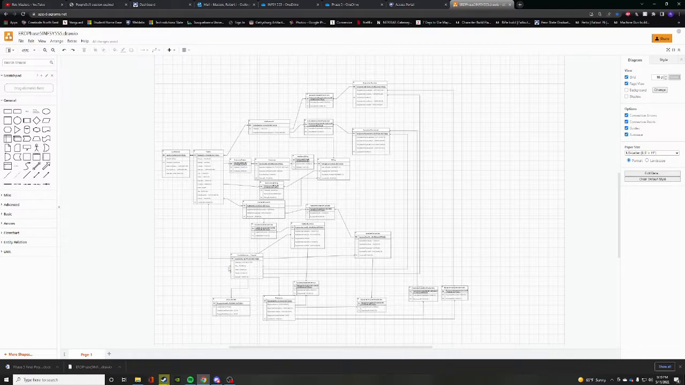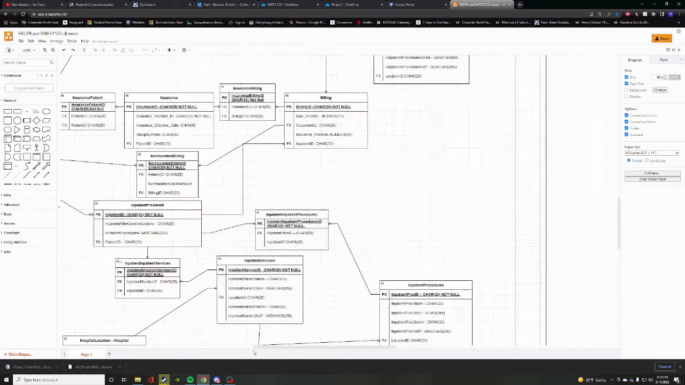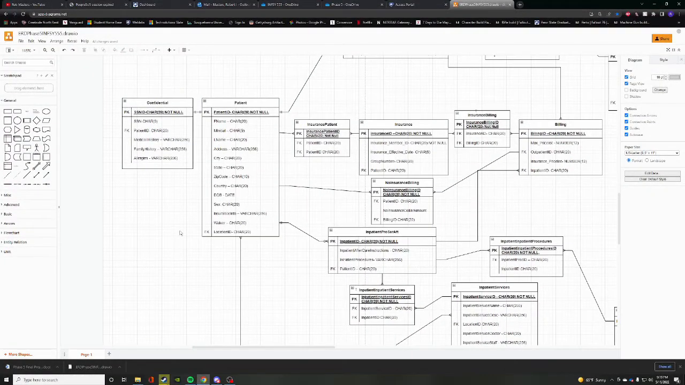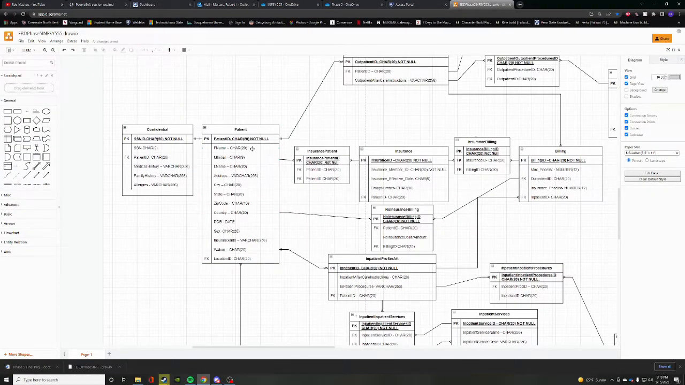Starting off with the diagram here, we'll take a look at patient. For all of this, I labeled the data types for each of the attributes. This is for people in the future, if they don't know what it is. It helps to see what all the data types are and what the character limits are and things like that. So very helpful. Date of birth is marked as date, and things like patient ID being char 20.